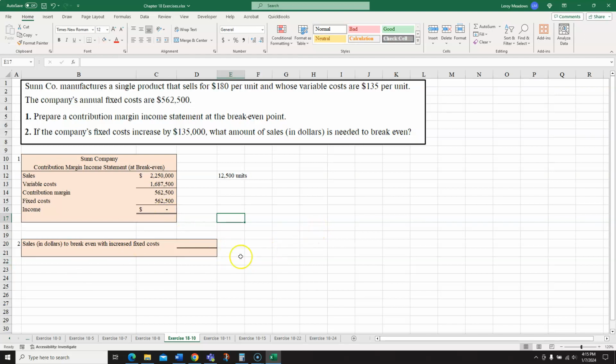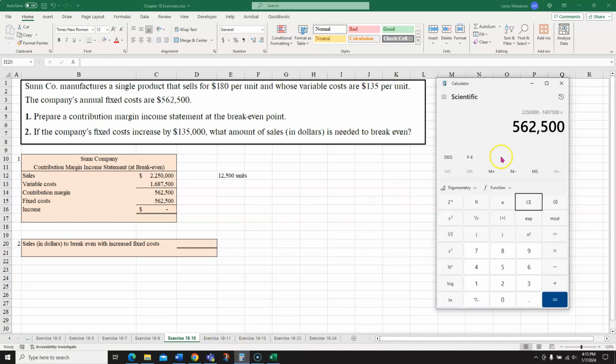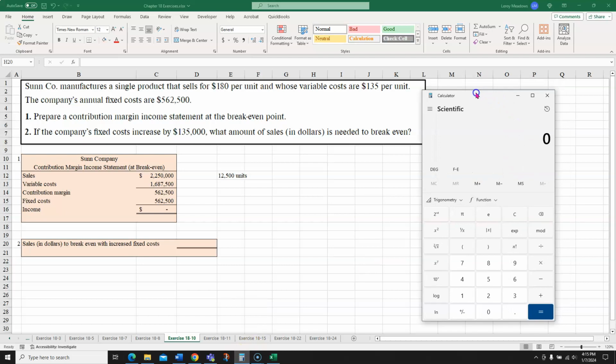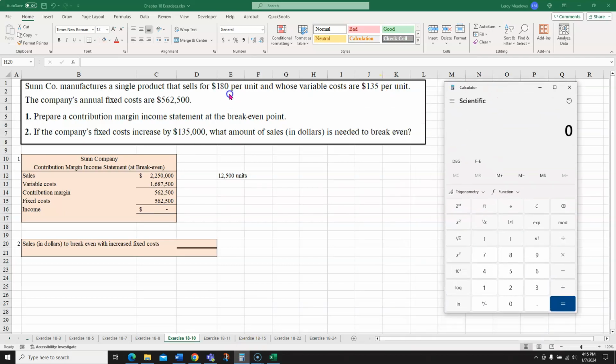Now, the second question is, if the company's fixed costs increase by $135,000, what amount of sales in dollars is needed to break even? Okay, so I'm going to approach it a different way for this one. It's going to be pretty similar though. So my fixed costs already are $562,500, plus my increase in fixed costs of $135,000 equals $697,500.